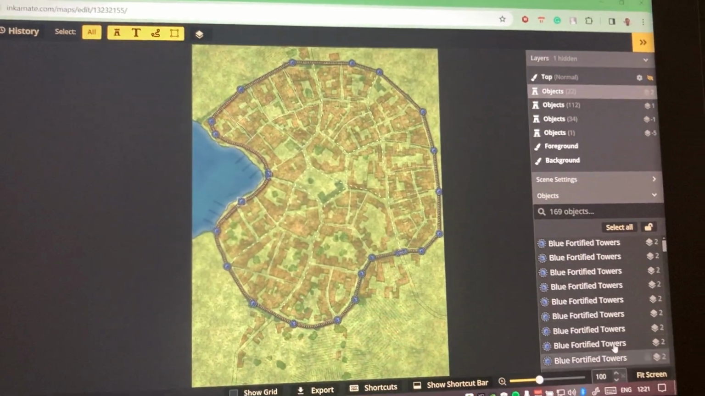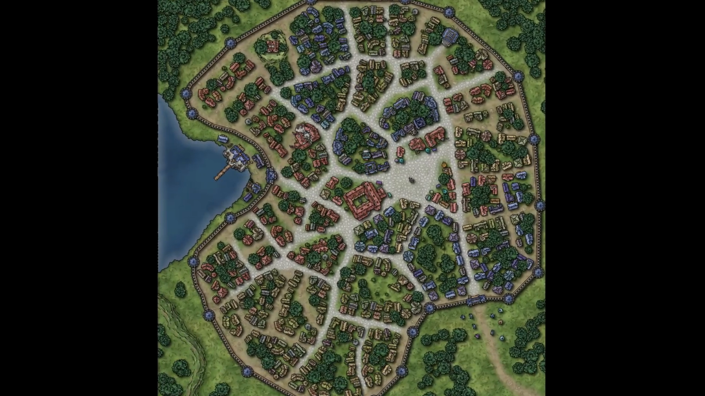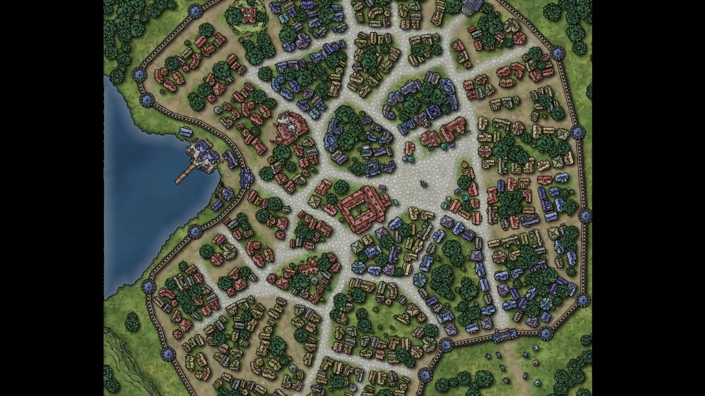With the walls complete, the next thing was to start adding in buildings. As I was on a tight schedule, this is all I could muster. A pretty bare bones city with fairly decent road structure.